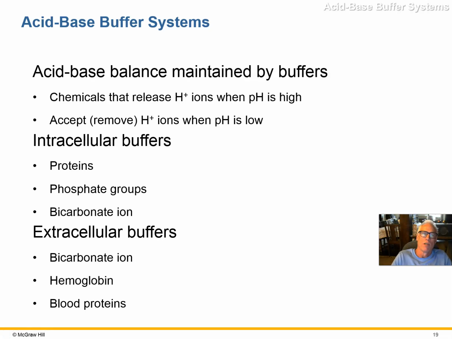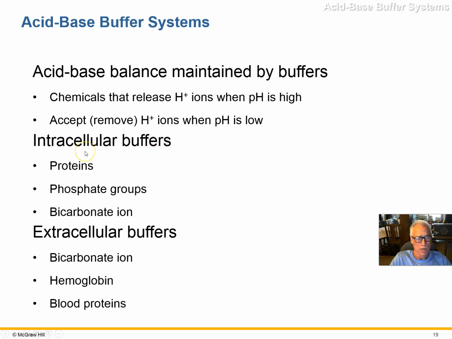We talked about buffers already. We defined buffers as chemicals that can either take up hydrogen ions if they begin to accumulate, or release hydrogen ions into solution when hydrogen ion concentration goes down. They are chemicals that resist changes in pH of a solution. So there are buffers in your cells and buffers in your blood to keep the pH around 7.4, even if you throw at it some acid, for example.